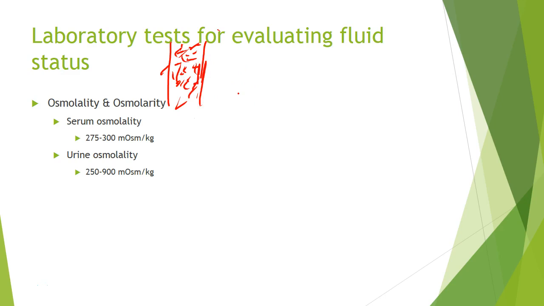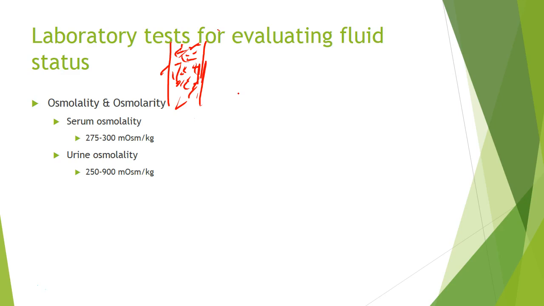So things that are going to make your serum osmolality decrease are things that are going to increase your volume. So fluid volume excess makes it decrease. Syndrome of inappropriate antidiuretic hormone is going to make it decrease. And we will talk about SIADH when we talk about endocrine. Kidney failure, diuretic use, all these things are going to make your volume increase, which will cause your osmolality to decrease. And then with urine, it's like the opposite of that.